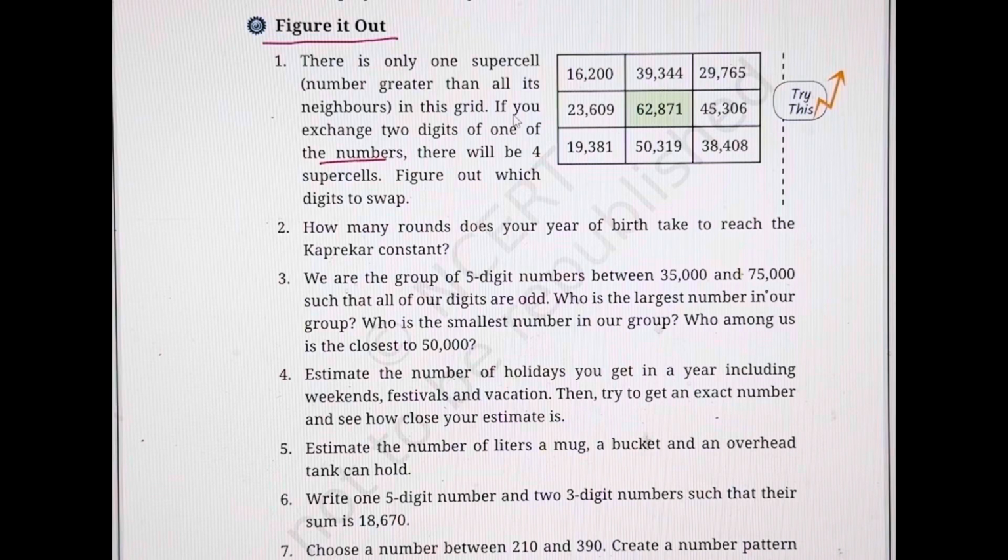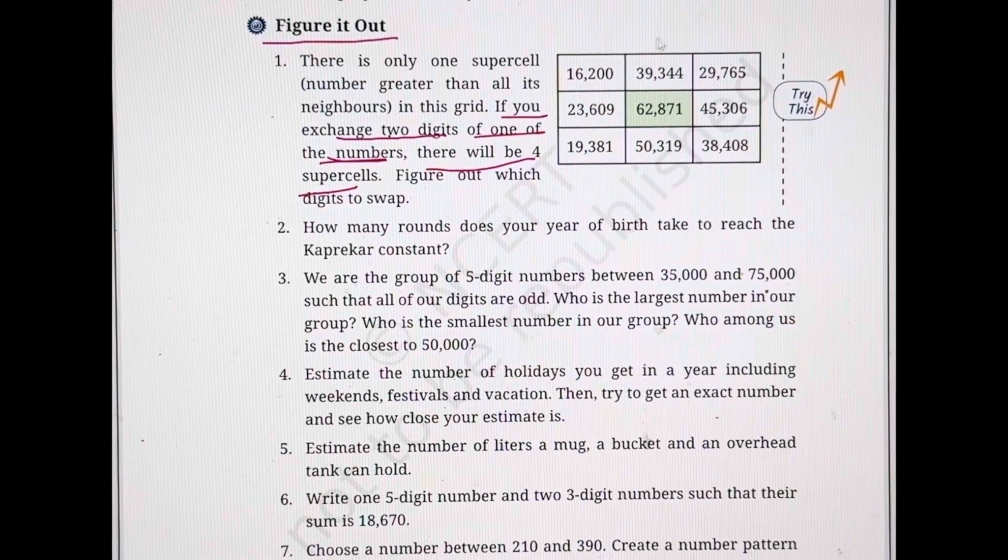Now what they have asked: if you exchange two digits of one of the numbers, so out of all these 9 numbers, if you exchange 2 digits of any one number, there will be 4 supercells. You want 4 supercells, right? So you have to exchange 2 digits of any one number. Okay, that should be clear. First, you should understand the question.